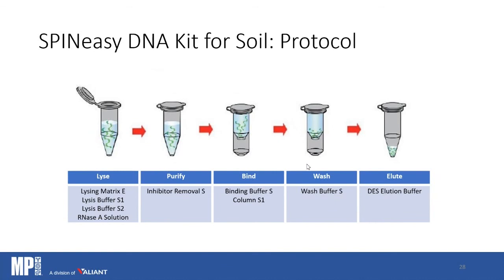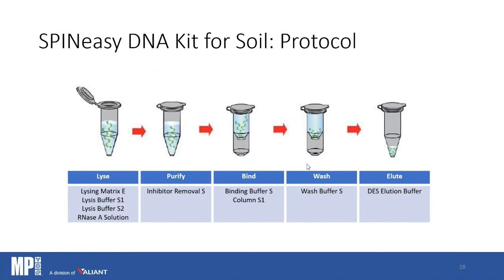It follows five processes: lyse, purify, bind, wash, and elute. Firstly, lysis is done by using Lysing Matrix E, which is specially made for crushing soil samples and the microorganisms within. Lysis buffers S1 and S2 are used to provide a buffer environment for released DNA, and RNase A is added to remove RNA. Secondly, Inhibitor Remover S is used to remove proteins and other contaminants by forming a precipitate that can be removed by centrifugation.